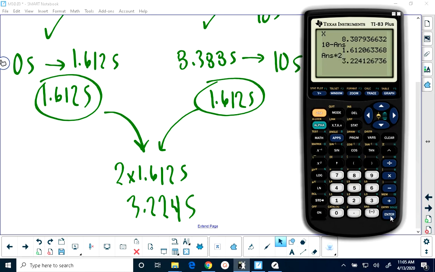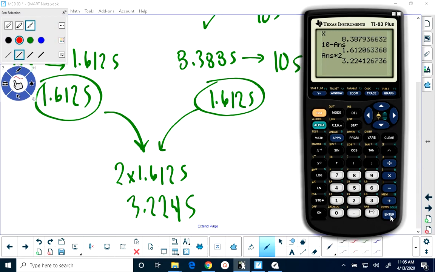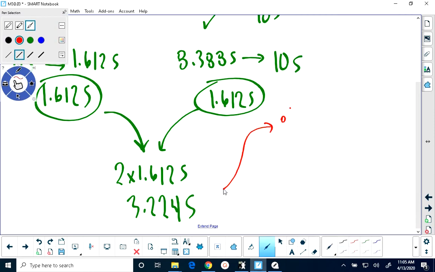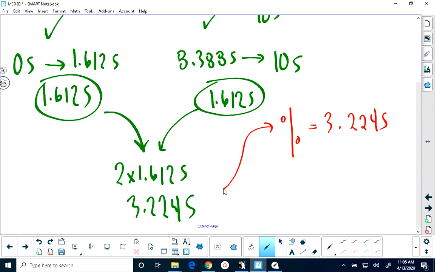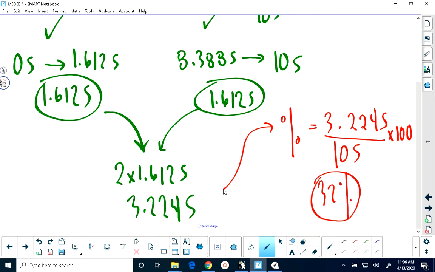Now don't forget, that's in a 10-second interval. So if I want to find the percentage of time, I can take the 3.224 seconds, divide by 10 seconds, which is the entire interval, and multiply by 100. And I get a paltry 32% of the time. So I can only hear the alarm for 32% of the time when it's on. We have one more example we're going to look at.